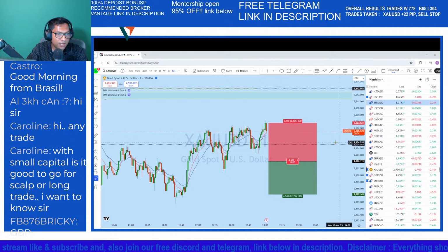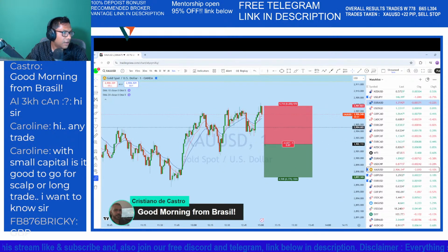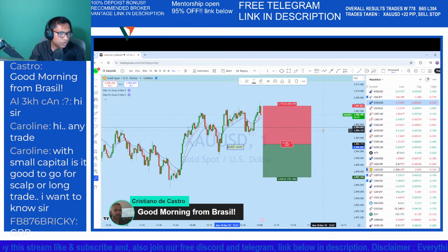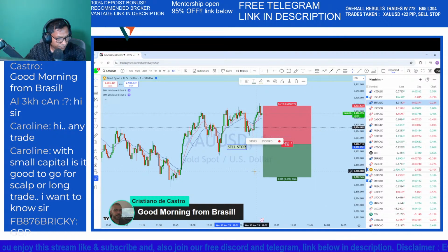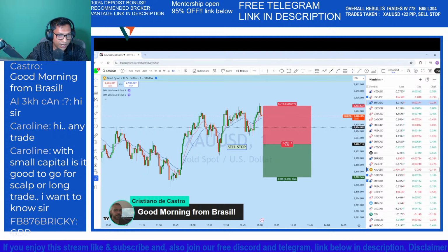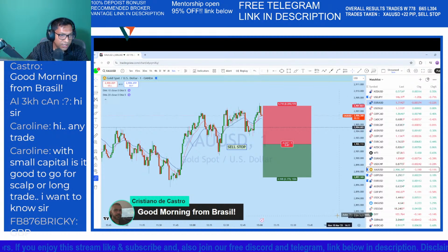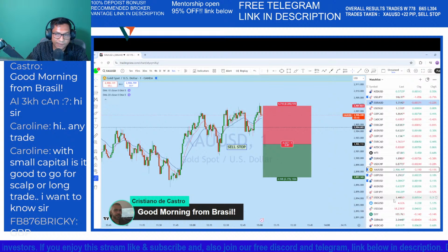Any trade here we had early today? This is a pending order here. Now we placed a sell stop here. So this is a sell stop. It's still valid. Sell stop placed at 2902.113. Stop at 2907.823. TP target at 2897.165.